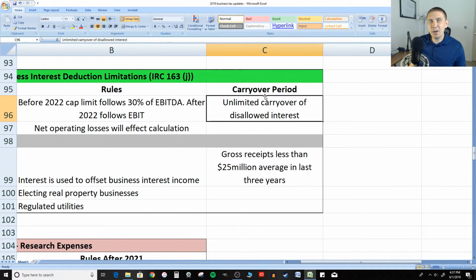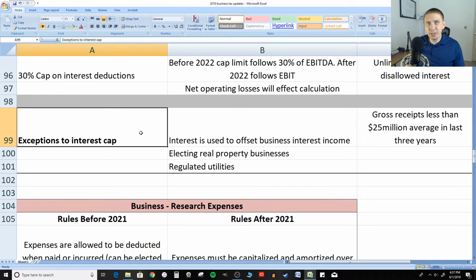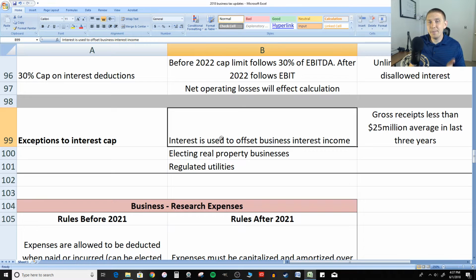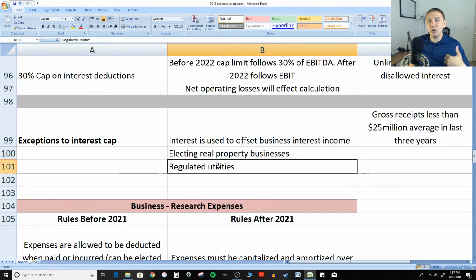In regards to the carryover period on this, guys, if you can't deduct the interest in that year, there's an unlimited carryover of disallowed interest, so just keep that in mind. There are exceptions to the interest cap rules. That is when interest is used to offset business interest income, or when electing real property business, or for regulated utilities are some examples of when the exception applies.